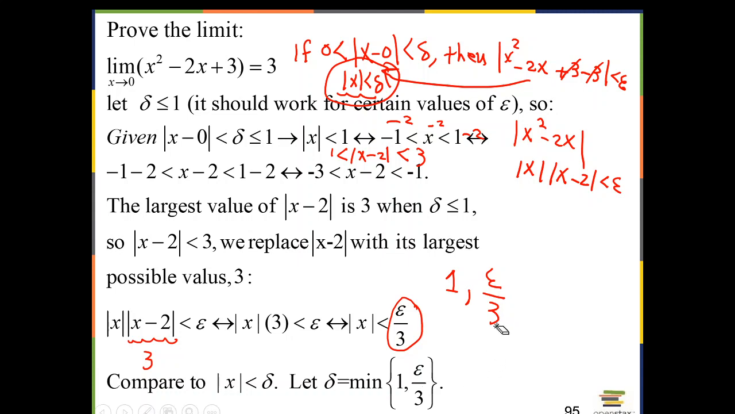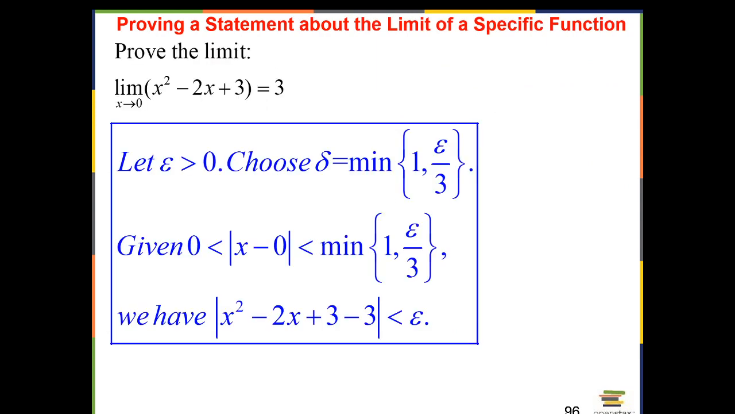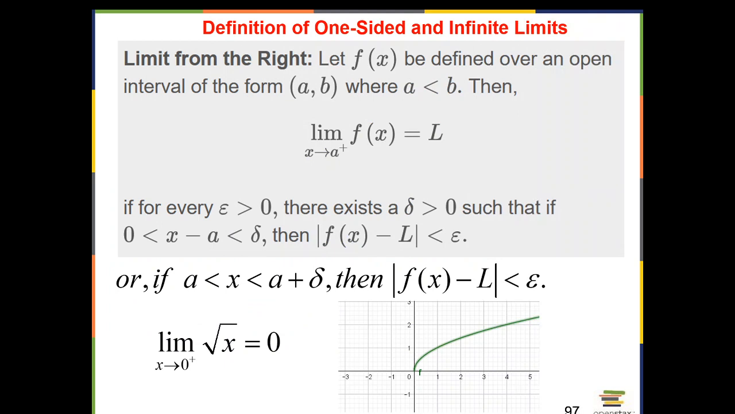All right. So this is what we want to write for this problem. We choose delta to be minimum of these two. Again, given this, then this is true. All right, so I'm going to just talk about more examples where the limit is not just two-sided limit, it could be one-sided.